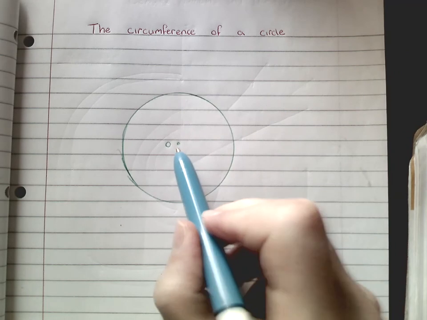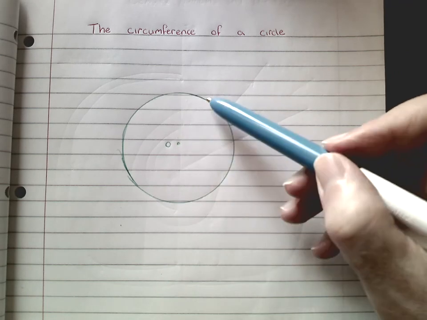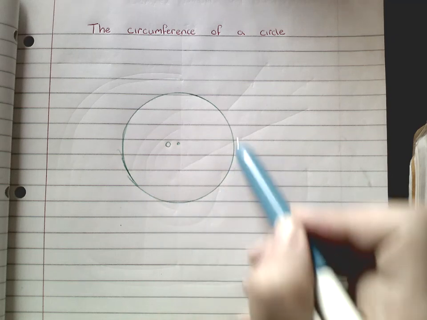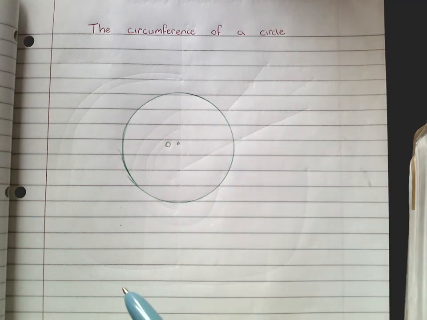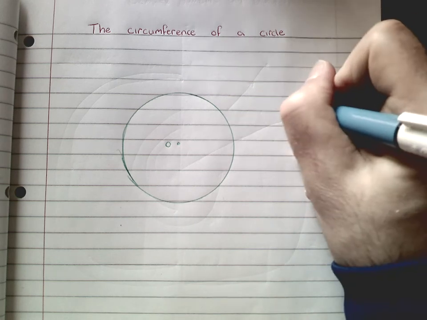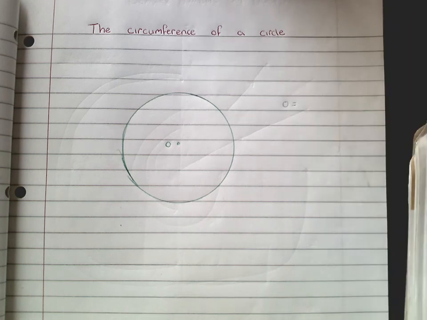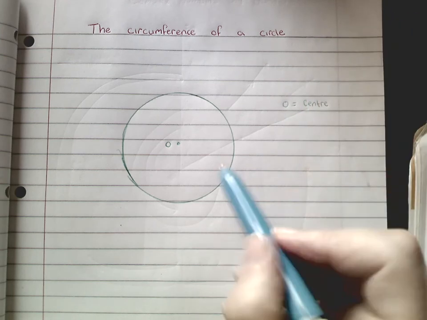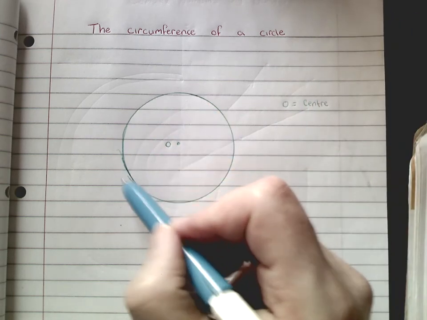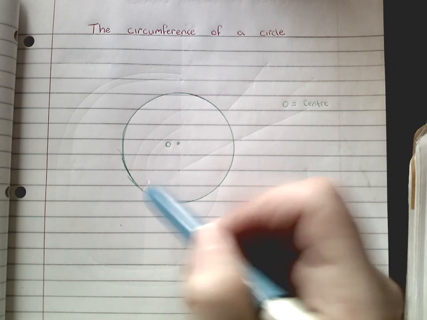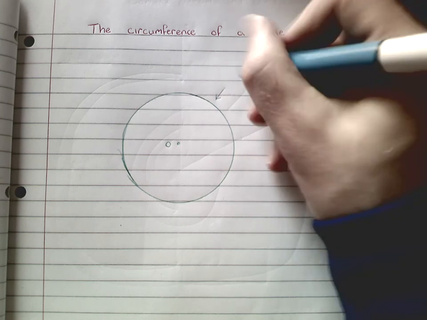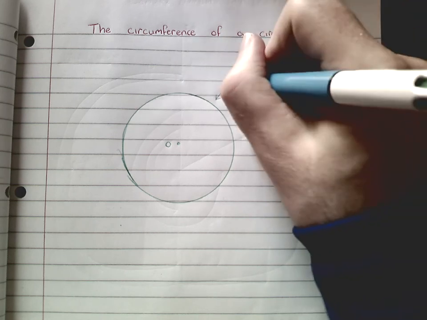So this point O. And then what we can do is we can use a compass and we can trace this line out here. This line, which essentially is the boundary of the circle. So O is the center of the circle. And then this boundary here, this boundary is what we call the circumference. So the boundary is what's known as the circumference.